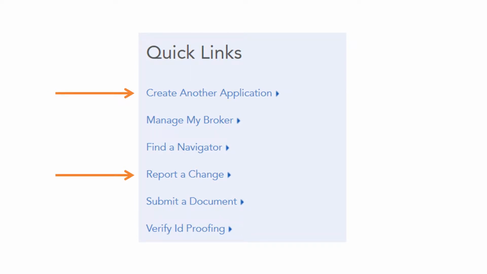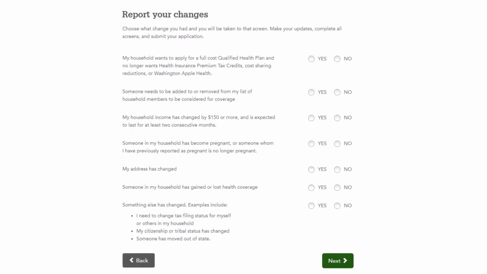You're also going to see report a change. I'm going to encourage you to go to report a change first. Generally, you want to try that instead of creating another application. So go to report a change. And then from there, you're going to have a screen selection where you can select the change that most applies to you. Here are some quick examples.